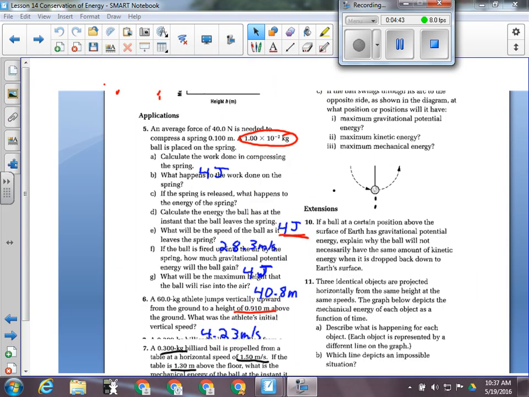All right. We ended off class looking at this application question here. We had an average force of 40 newtons compressing a spring 0.1 meters. What can I calculate if I know force and distance? Work. All right, so I'm going to calculate the work done in compressing the spring by going 40 times 0.1, which gives me 4 joules. Okay, fairly straightforward calculation. What happens to the work done on the spring?